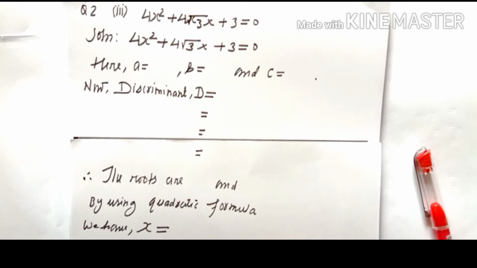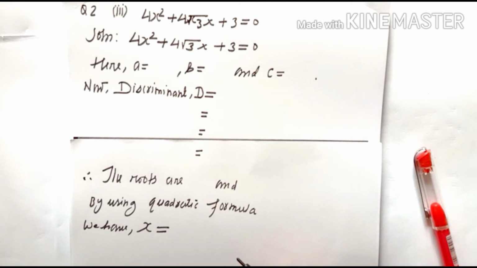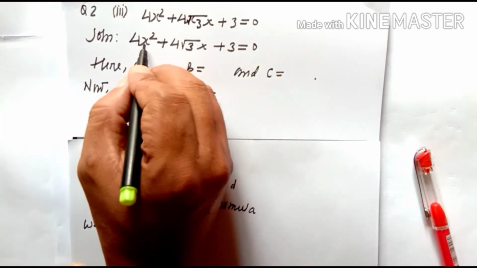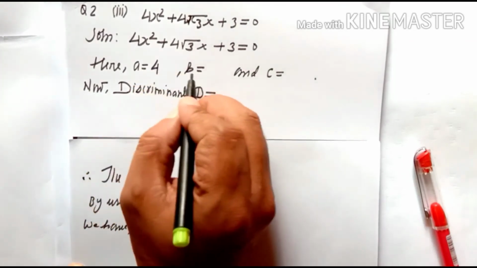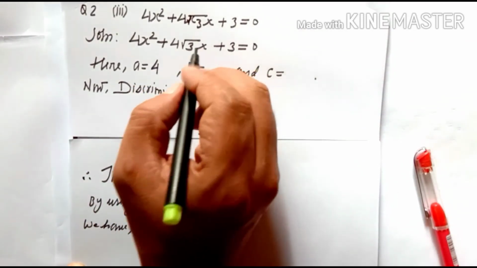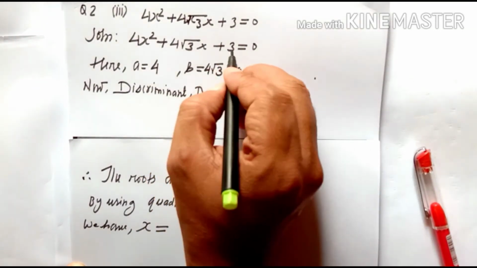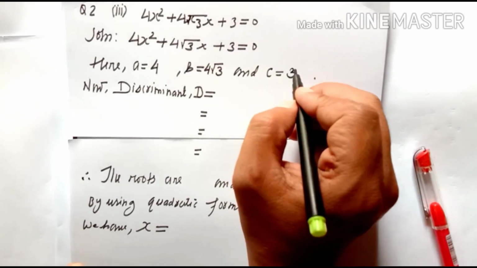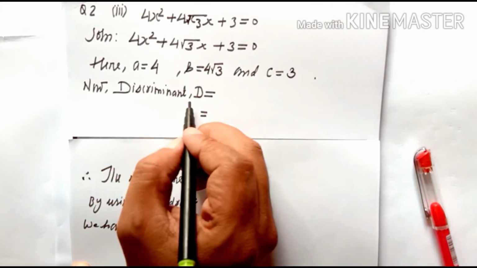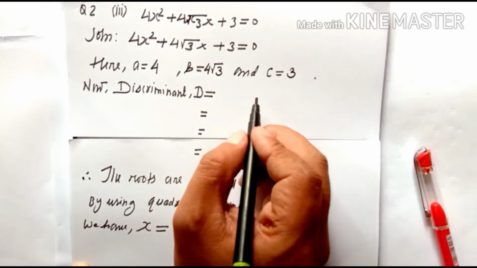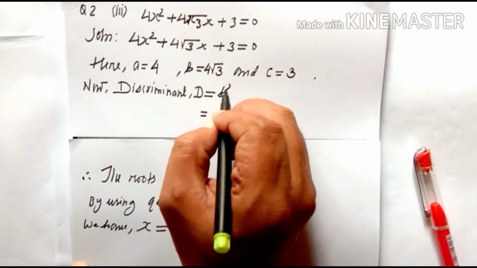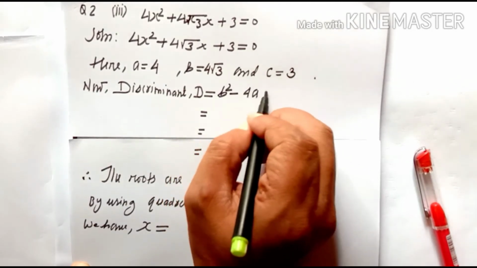Question number 2, sub question number 3. 4x squared plus 4 root 3x plus 3 equals 0. So first get the value of a, b and c. So a, we take the coefficient of x squared, we have 4. B, take the coefficient of x, so 4 root of 3, and c will be a constant, which we have 3. Now get the value of discriminant, and the formula is, yes, that is b square minus 4ac.